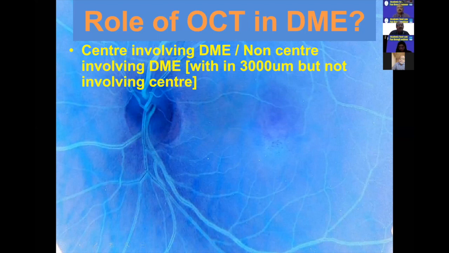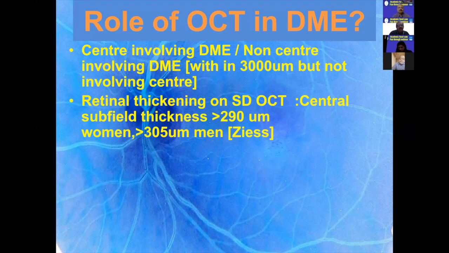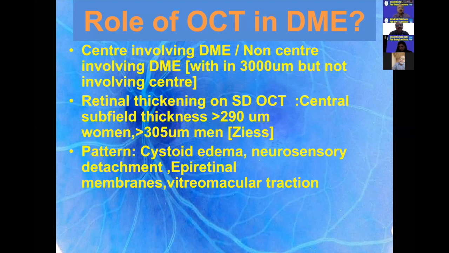Now, you can assess the retinal thickening on spectral OCT. The pattern of macular edema can also be demonstrated on OCT, and you can see whether the edema is cystoid edema or there is neurosensory subfoveal detachment. Is the macular edema associated with epiretinal membrane or vitreomacular traction? Based on the pattern of macular edema, the management strategies are decided in the management of diabetic macular edema.